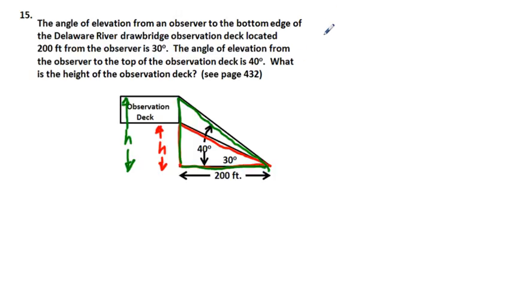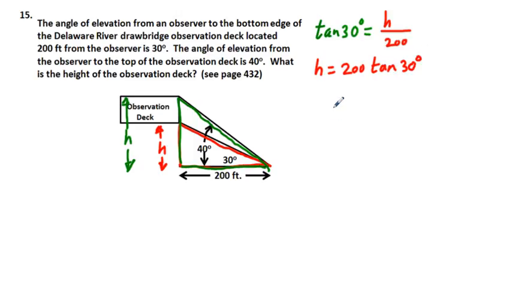We have the tangent of 30 degrees is equal to the height, I'll just make it red here, over 200 feet. So cross multiplying the 200, we have height is equal to 200 times the tangent of 30 degrees. And then for the other triangle, the green one, we have the tangent of 40 degrees is equal to this height over 200.